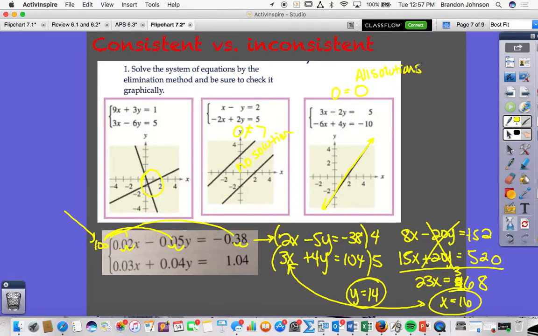The only one that is, okay, so this one is consistent because it has an answer. This is inconsistent because it doesn't have an answer. And with all solutions, we would say that this too is consistent, okay?